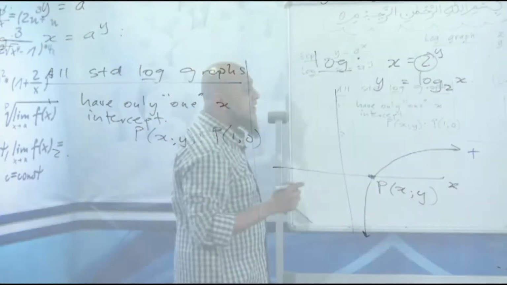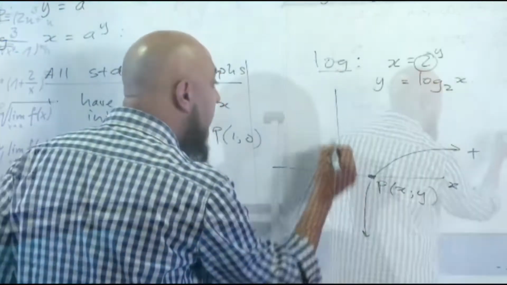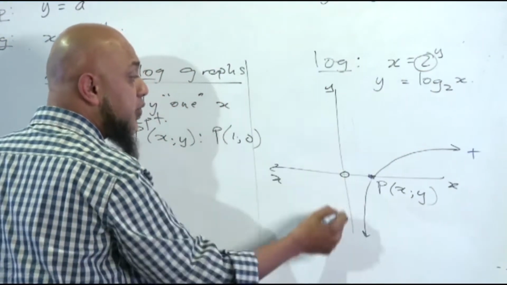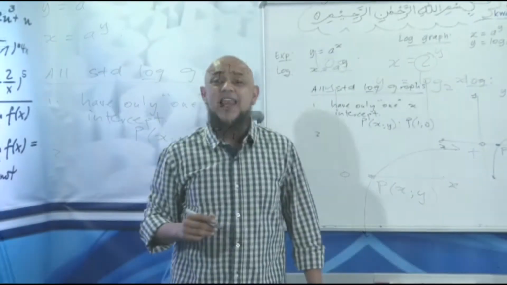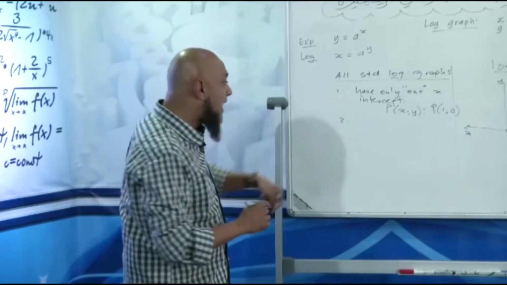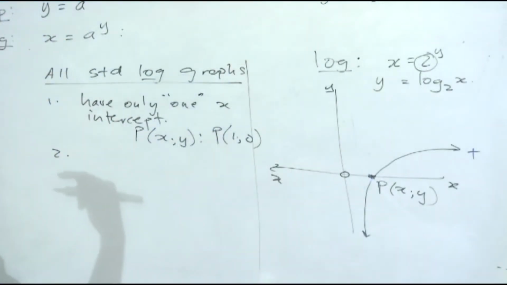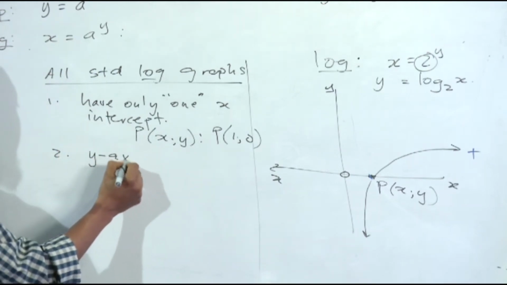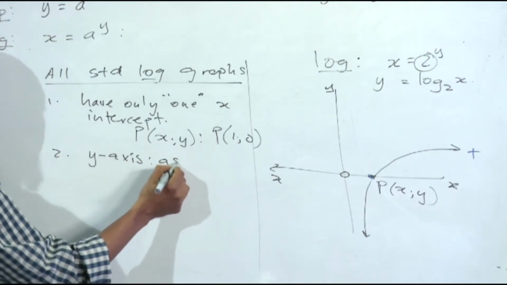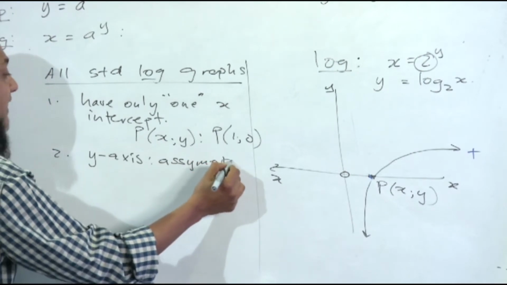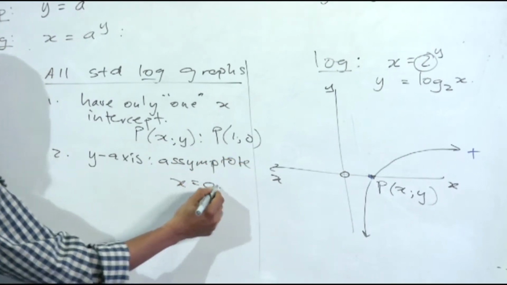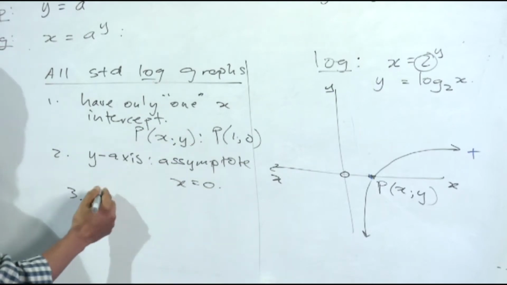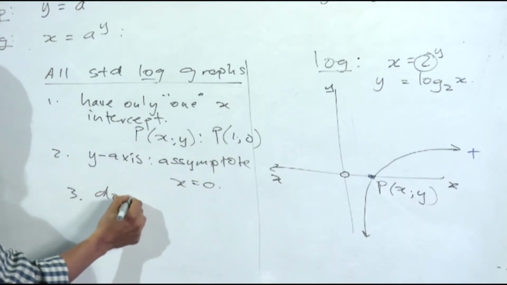Which line here, the y-axis or the x-axis, is your asymptote? Which line will that graph never touch? Your y-axis. So in the exponential graph, your x-axis was the asymptote. In your log graph, your y-axis is your asymptote. And what is the equation of your y-axis, guys? x equals 0.